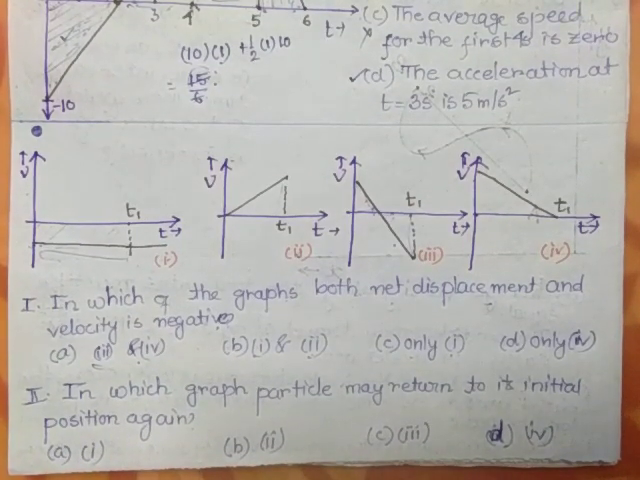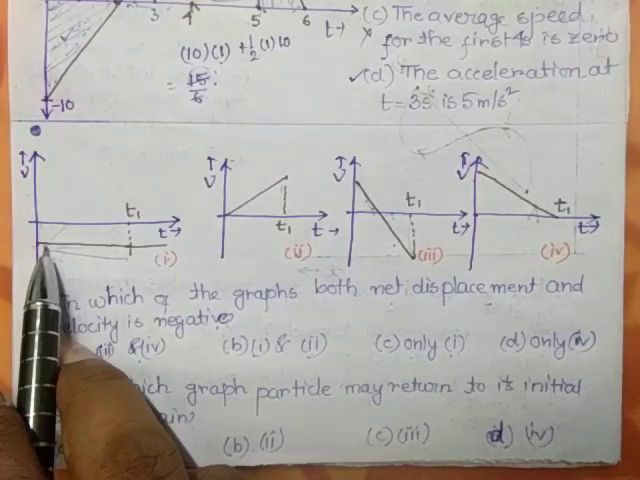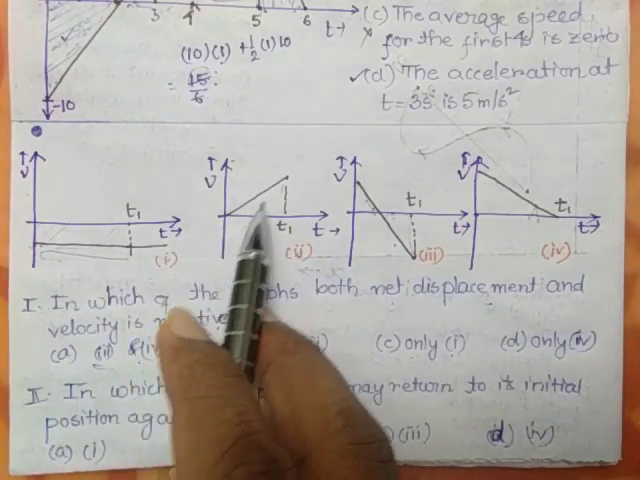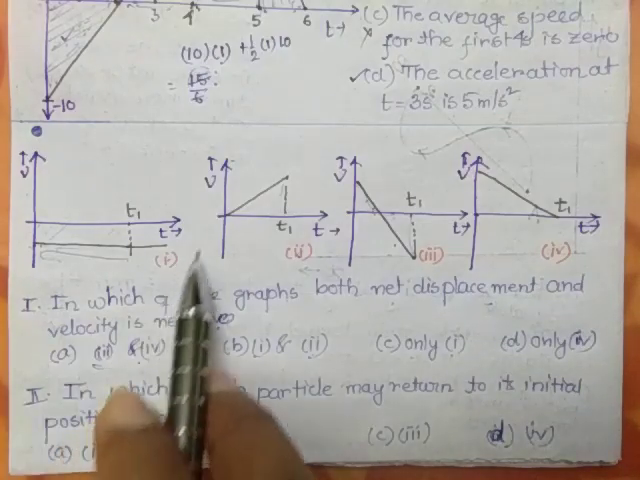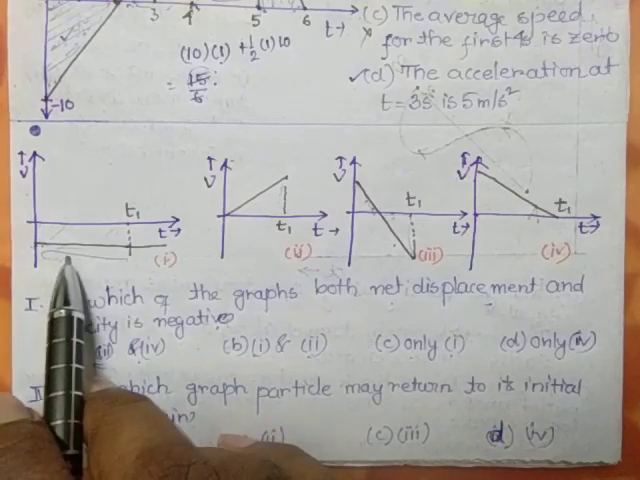In which graph may the particle return to the initial position again? Just see, in which graph the particle may return to the initial position again. It is a velocity versus time curve. So just check it. Here the negative velocity is continuously acting on it. Here the positive velocity is accelerating it. Constant velocity, acceleration is constant here. Here the acceleration is 0.